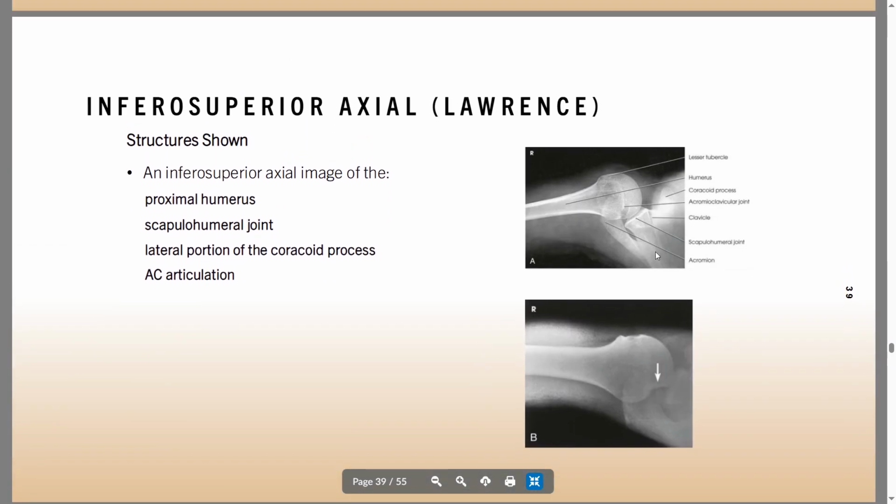And this is what that would look like. So we can see the glenoid, but from the inferior aspect to form the glenohumeral joint, which is often called the scapulohumeral joint. But the part of the scapula that's articulating with the humerus is the glenoid, so its more common name is glenohumeral joint. This is a really good view for looking for dislocations, just like the scapular Y. So that's what they're looking for here.